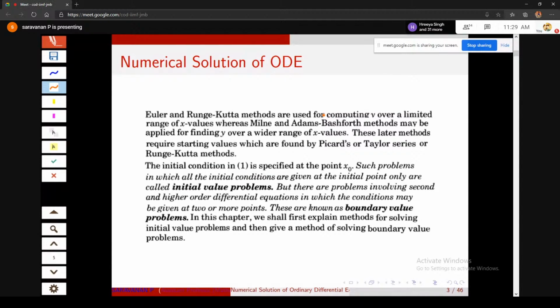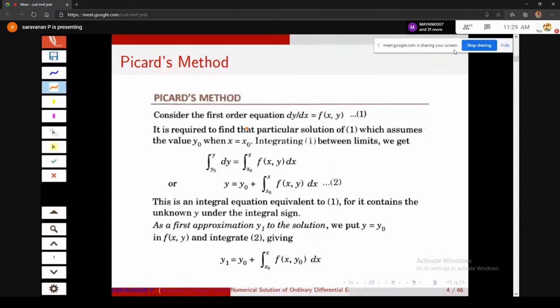Okay, so first method is Picard's method. Consider the first order equation dy by dx equal to f of x comma y. It is required to find that particular solution of equation number 1, which assumes the value y0 when x equal to x0. So what I do is, you multiply this dx this side, so you'll get dy equal to f of x comma y into dx. Then you integrate between the limits. Here on this side y is there, so you integrate between y0 to y, and right hand side with respect to x, so you integrate between x0 to x.